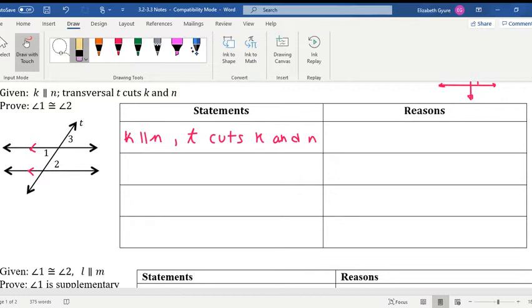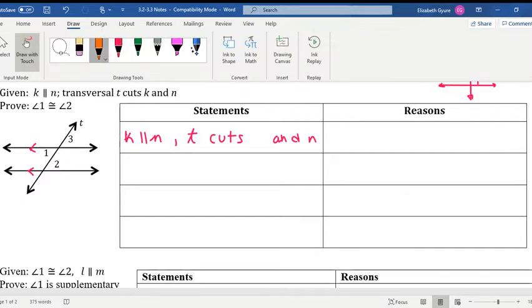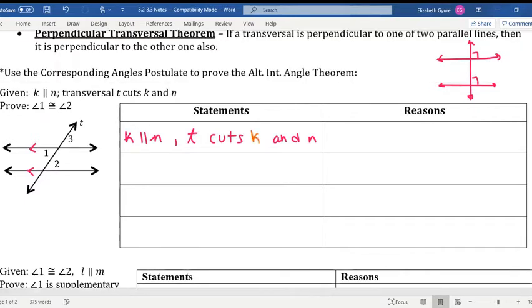Lucas, did I give you a copy of the notes? You just like taking notebook ones? Okay, that's fine. I just was worried I forgot about you or something. Okay, I just changed colors. That's okay. All right, this is your given.